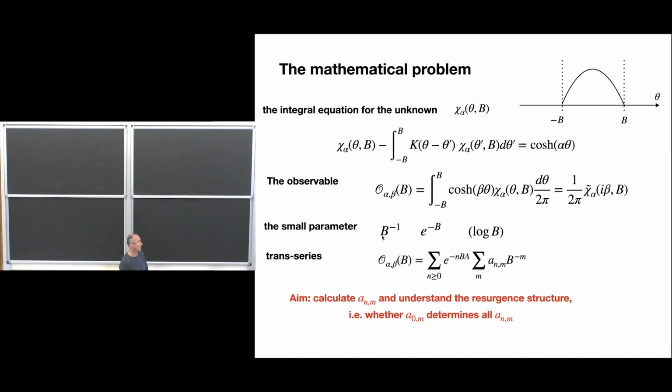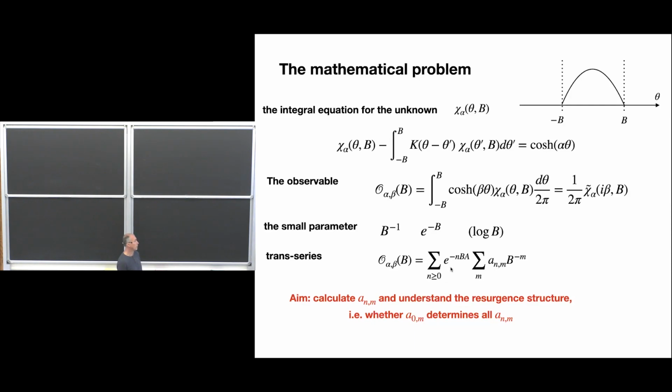The observables will be related to the Fourier transform of that unknown function. They are the generalized moments integrated on this interval minus b and b. And we will be interested in that observable as a function of this b. And we will do resurgence. So what is the small coupling? The small coupling is 1 over b. So when we do perturbative expansion, the perturbative series will be an expansion in 1 over b, but we will see non-perturbative corrections. And the non-perturbative corrections will be organized in this e to the minus b. We also will have some log b terms, but they can be resummed by introducing a better coupling constant.